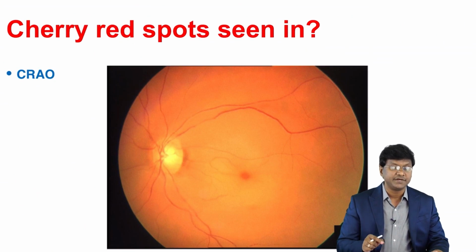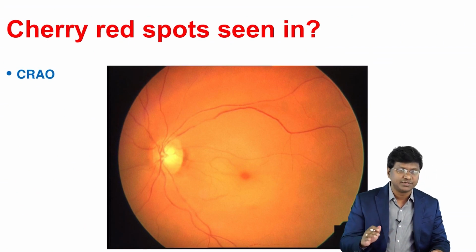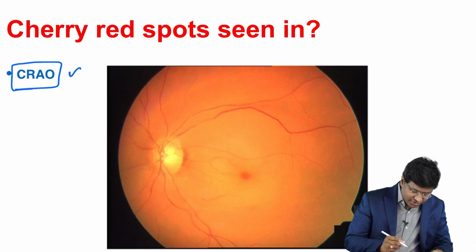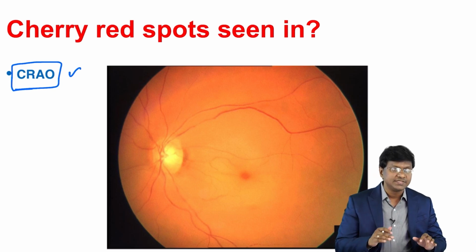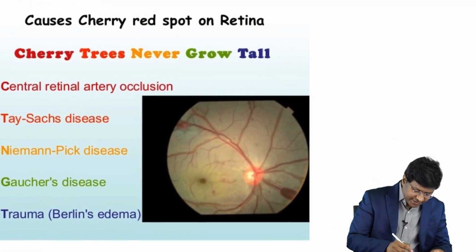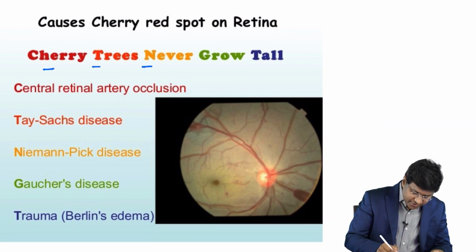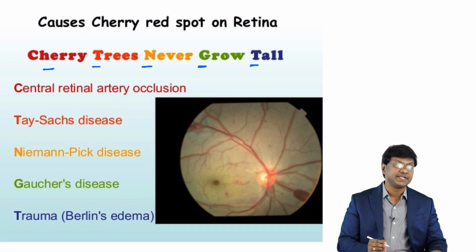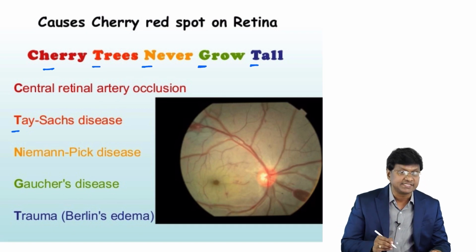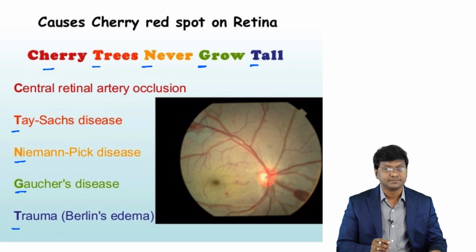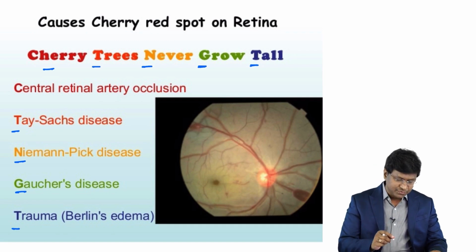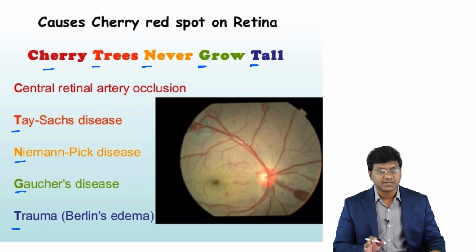Another important question which has been given to you was about the cherry red spot. There was some clinical scenario about the treatment and all, right? The answer in the options given to you is central retinal artery occlusion. But let me tell you, this cherry red spot on retina is not seen only in CRAO. You have a mnemonic for that. The mnemonic is cherry trees never grow tall. C stands for central retinal artery occlusion. T is Tay-Sachs disease. N is Niemann-Pick disease. G is Gaucher's disease. T is trauma, which is nothing but Berlin's edema. So all these are the clinical conditions which will cause the cherry red spot on retina.